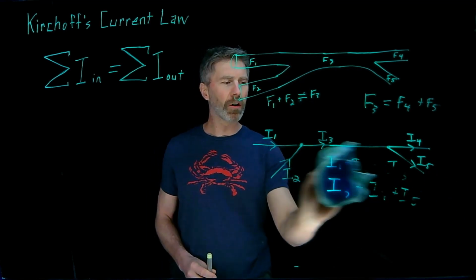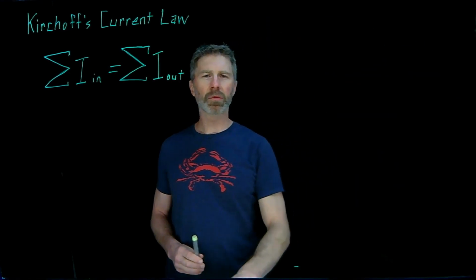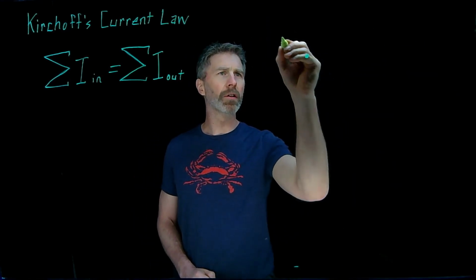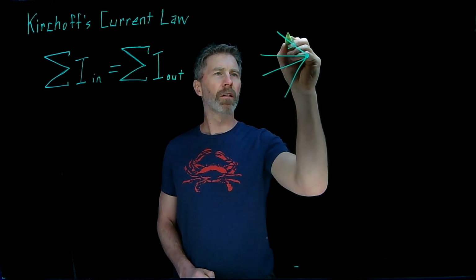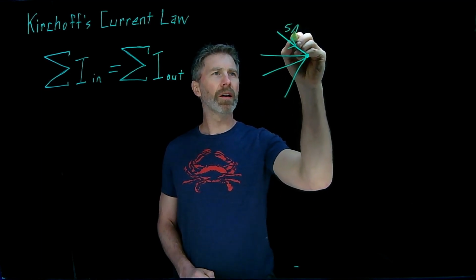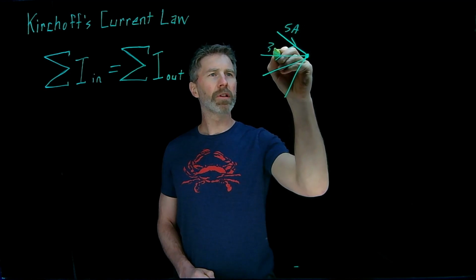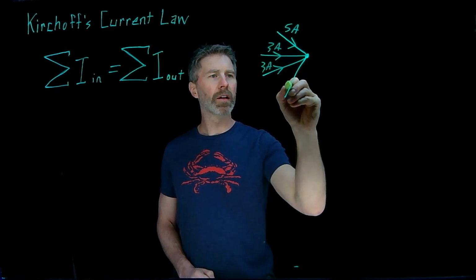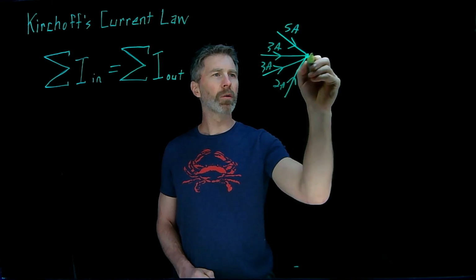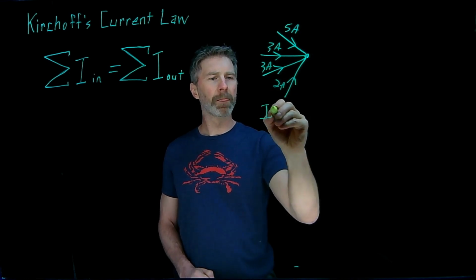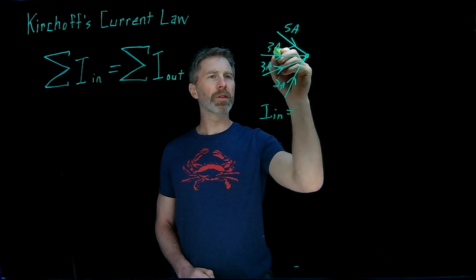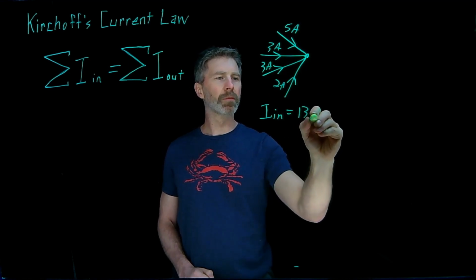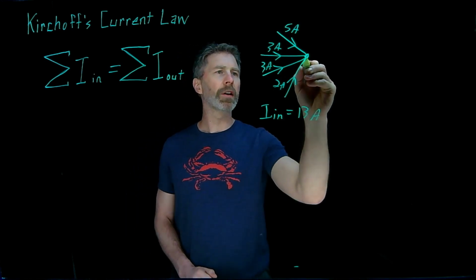And this applies to all circuits, not just ones with 3 branches coming out of a node. Let's say we had a much more complicated node here. And let's say we have 5 amps here, and 3 amps here, and 3 amps here, all going into the node. The current going in is 5 plus 3 plus 3, so 8, 11, which is 11 amps. There has to be 11 amps coming out.